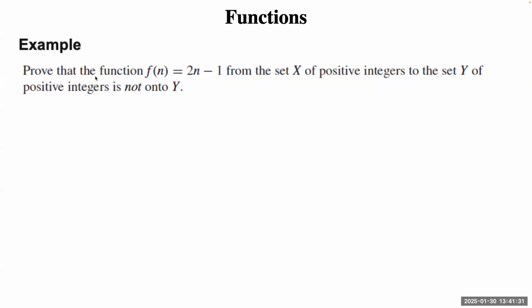Here I'm going to say: prove that the function f(n) = 2n - 1 from the set X of positive integers to the set Y of positive integers is not onto Y. Not onto means there's going to be stuff in Y that never came from anything in X, or anything in f. So I can put in some elements for X, and there'll be elements of Y that will never be gotten by this function.